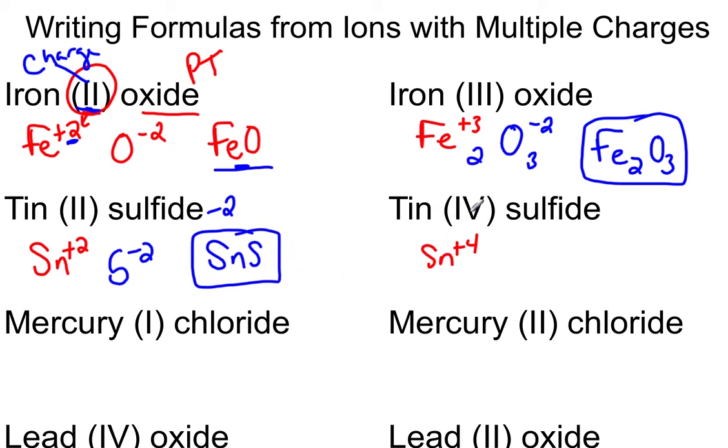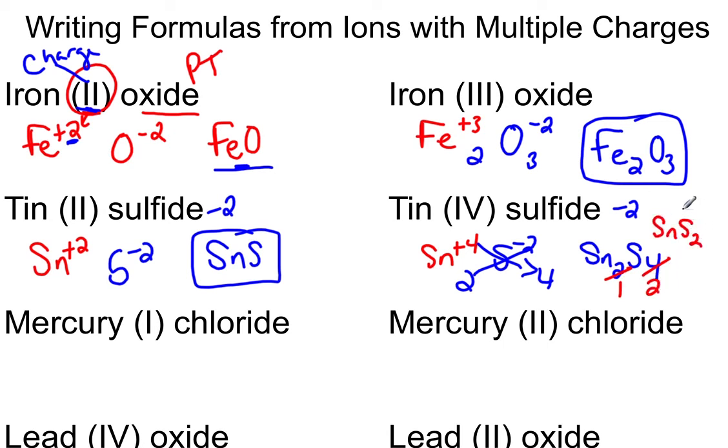Now, what if tin's a +4? Sulfur's a -2. Watch what has to happen here. I crisscross them. I put the 4 down there and I put the 2 there. Now I've got Sn2S4. That looks to me like it's not the simplest whole number ratio. I can reduce that. So then I'm going to make this one a 1, and this one becomes a 2, and then I have SnS2. There's my formula there.